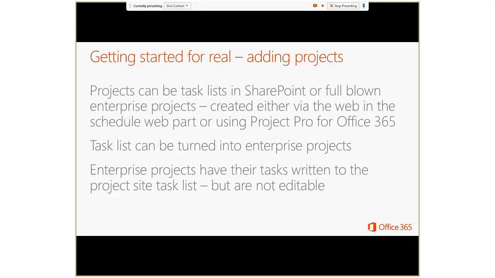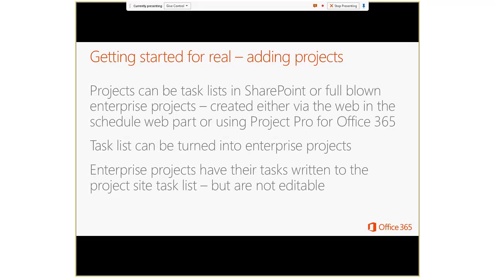And then adding projects. There's lots of different ways of adding projects. The tile in the Getting Started grid will take you to several of those. You could start a project just as a task list in SharePoint. You could start it as a full-blown enterprise project that you either create in the web, in the scheduled web part, or you could be using Project Pro for Office 365.